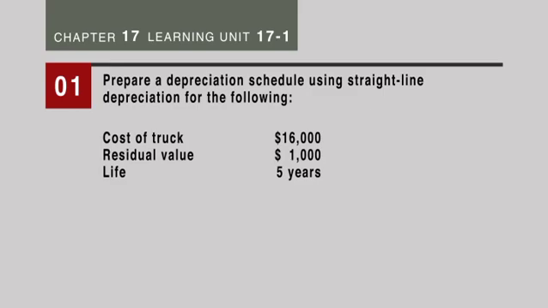following. The truck costs $16,000, that's the original price. The residual value, what it's worth when we get rid of it, is $1,000. The life expectancy is 5 years. So, to set up a schedule, we use the formula: 16,000 minus the residual of 1,000, which is 15,000, over the number of years, which is 5 years, would be $3,000 depreciation each year.